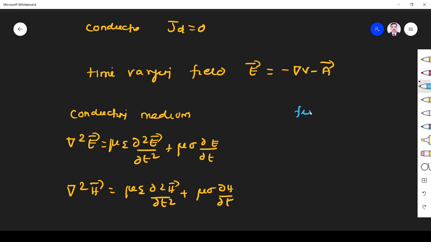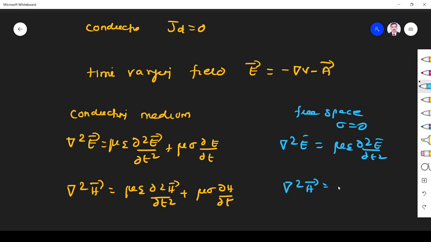Similarly for free space, sigma is 0. So del squared E is equal to mu epsilon dou squared E by dou t squared. Del squared H is equal to mu epsilon dou squared H by dou t squared. In free space sigma is 0, so this term will be 0. Right? Okay. This we must know. Fine.